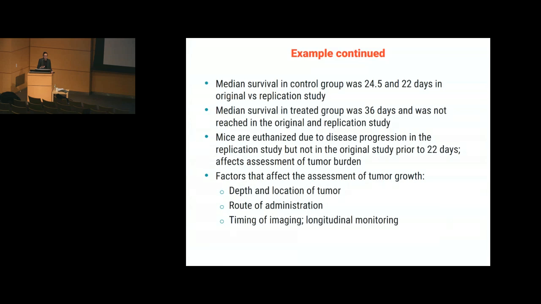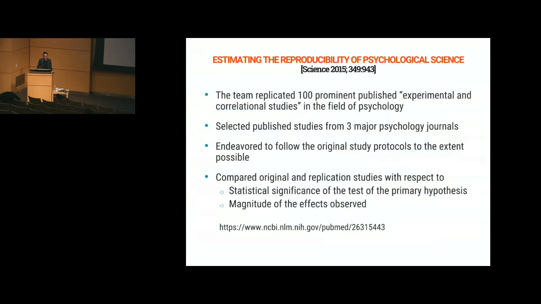And they also discuss factors that affect the assessment of tumor growth, and that you can find different results from study to study: depth and location of tumor, route of administration, timing of VMAGE, and longitudinal monitoring. So it's good that they acknowledge all of that, and the point of this is that any replication study might not do exactly the same thing, because it's an opportunity to test new hypotheses along with validating the previous.